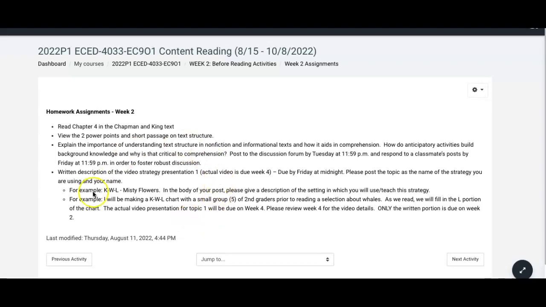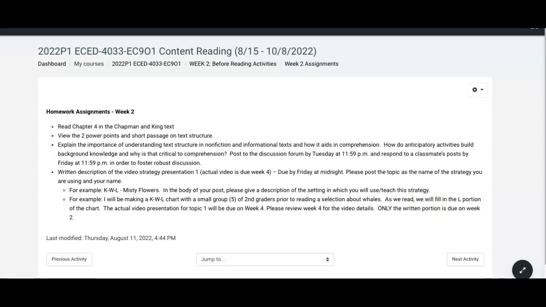The only thing you're turning in this week is the written portion that tells me the strategy and the description of the setting in which you will use it to be teaching.